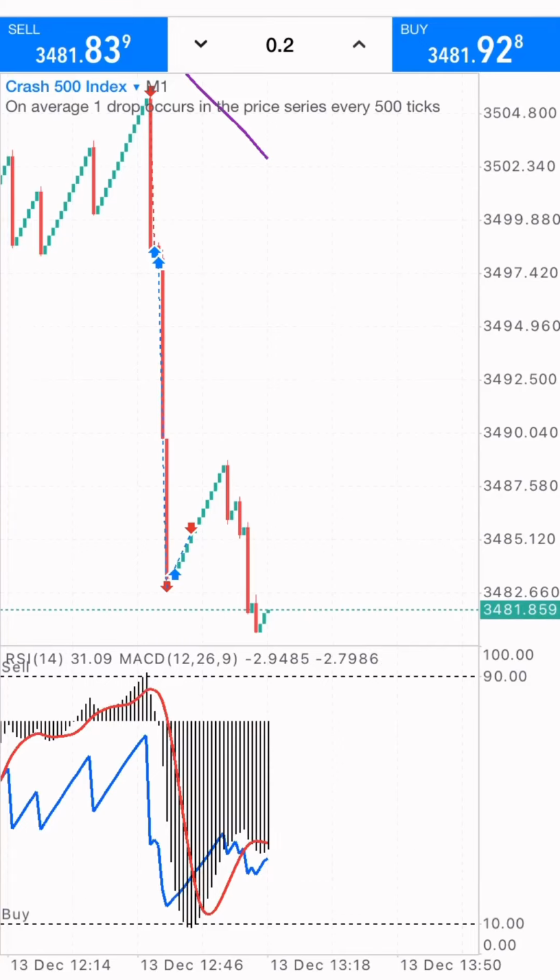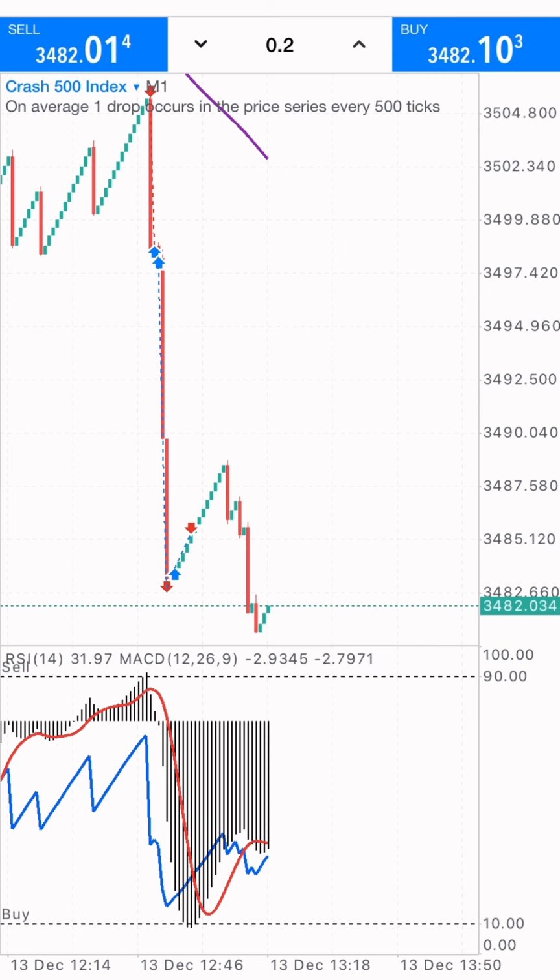I'm going to show you guys how I scalp Crash and Boom to make some profit using small lot size, right? So the lot size which I'm going to use is 0.2. I'm going to show you guys how this strategy works and how you can make profit using small lot size, but we're going to be entering different positions on the market, right?